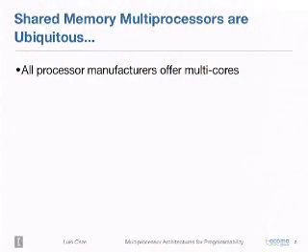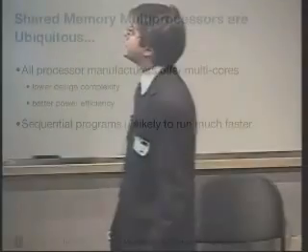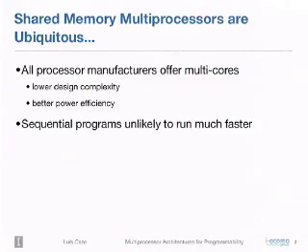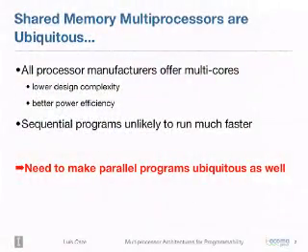And there are 2 main reasons for that, right? They offer lower design complexity and better power efficiency. MIPS per watt is much, much better. But the problem is that sequential programs are unlikely to run much faster on these architectures. So because of that, we need to make parallel programs ubiquitous as well, as ubiquitous as chip multiprocessors. But parallel programming is hard.